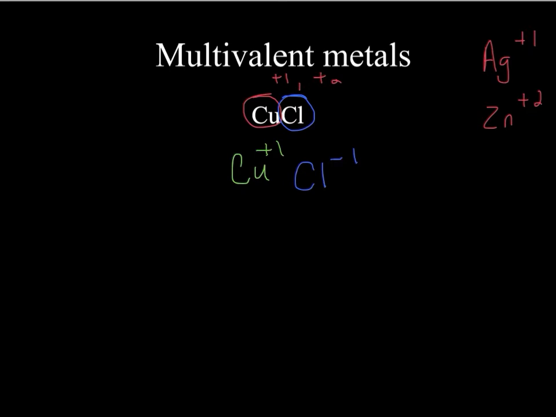The rule for naming ionic compounds with multivalent metals is you have to use a Roman numeral for the oxidation state of your multivalent metal. So in this case, because I have a +1 oxidation state on copper, the name would be copper, Roman numeral 1 in parentheses, chloride.